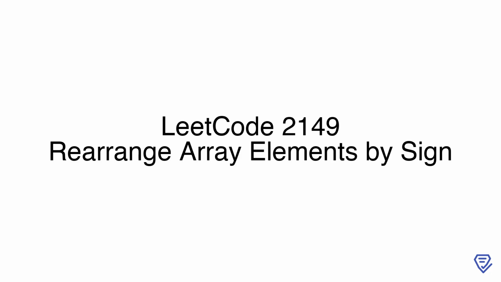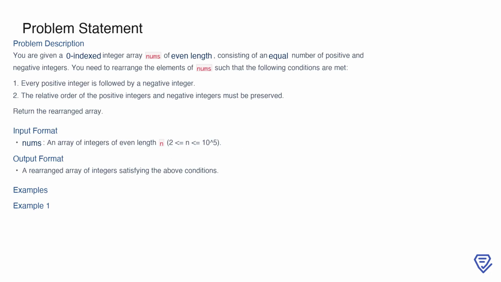Let's dive in. In this problem, we are given a zero-indexed integer array called nums. The array has an even length, and it contains an equal number of positive and negative integers. Our objective is to rearrange the elements of this array such that every positive integer is immediately followed by a negative integer. Furthermore, the relative order of the positive integers and the negative integers must be preserved, meaning that the sequence in which they appear in the input array should remain unchanged. Once rearranged, the function should return the resulting array.